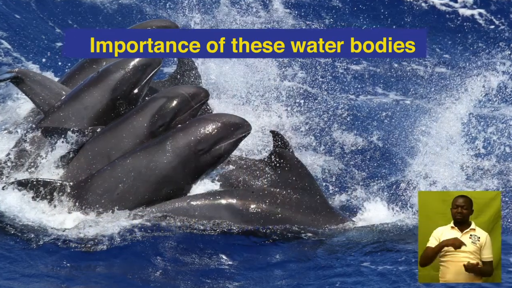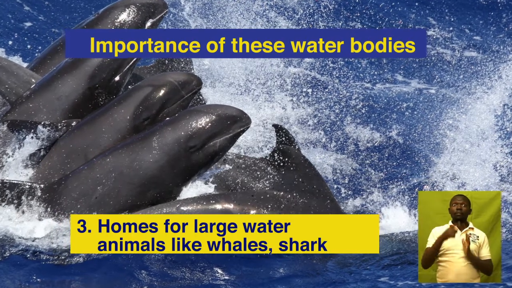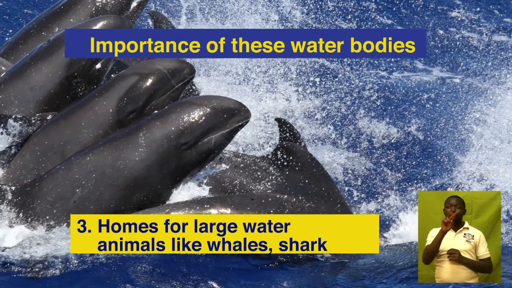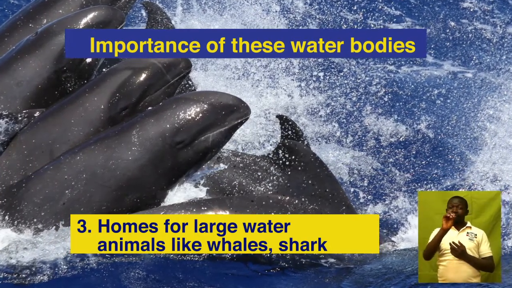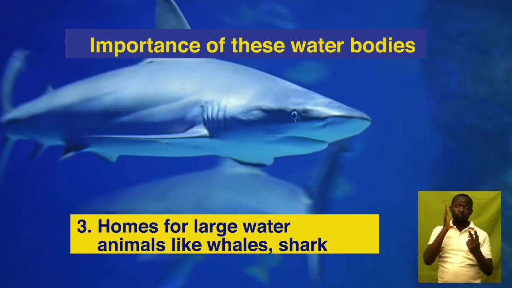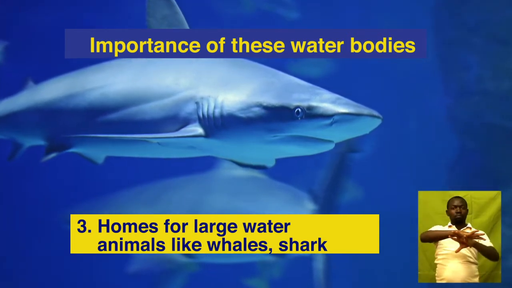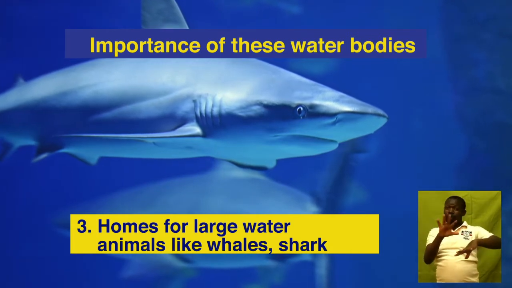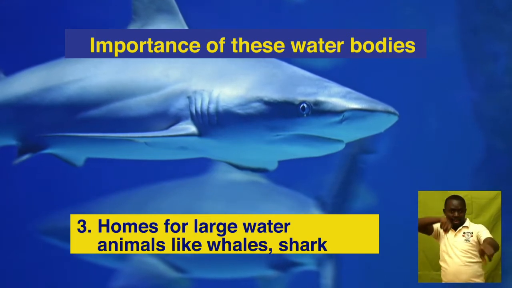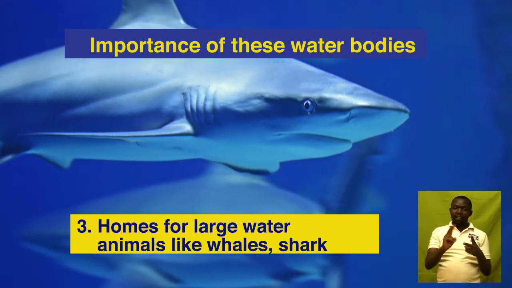There are other water animals. For example, we have the large whale. That whale cannot live in Lake Victoria. No. It lives in large waters. And the shark. The shark is also a very big sea animal. So these water bodies can be used to catch large sea animals, and some of them we eat. So they are used for fishing and they are used for water animals.